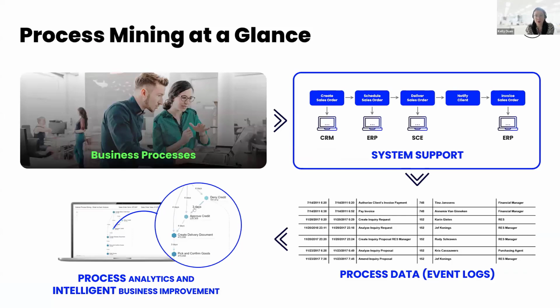Celonis has this slide to give users a glance at how process mining works. Here, you have all the business processes that are being recorded in the company's system. This includes different ERP systems, and all the process data is recorded in the event logs. Once the data is captured and organized, the next step is to use different analytics to analyze the processes and intelligently improve the business process.